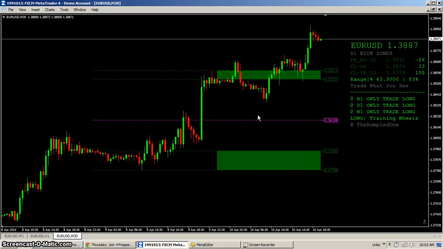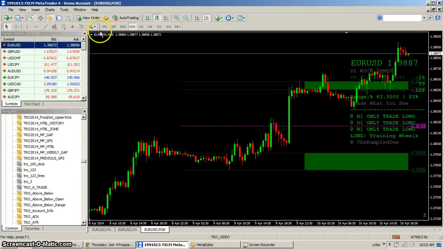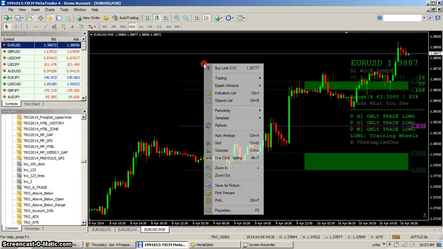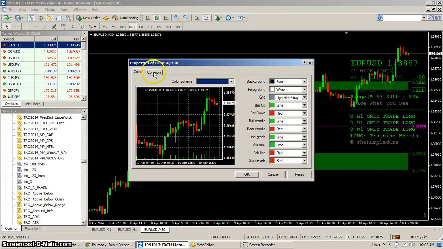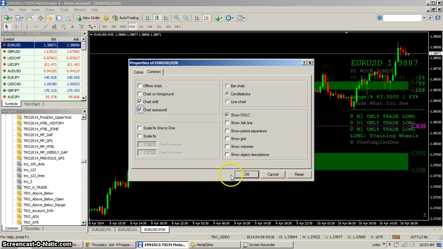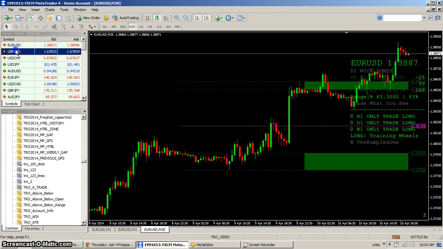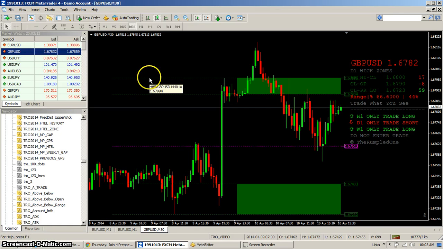So you see, once again, we've got horizontal lines. We don't have any squiggly lines. We don't have anything junking up our screen. Just very simple, very simple. Now, I know some people like to accuse me of cherry picking, so let's just put the auto scroll back on, and let's pull out another pair. Okay, the pound dollar, same thing.